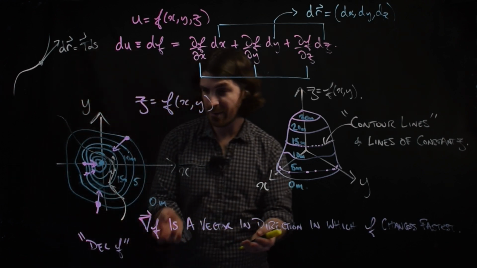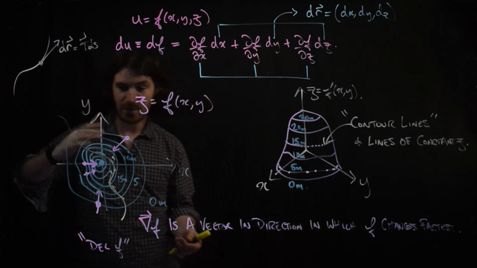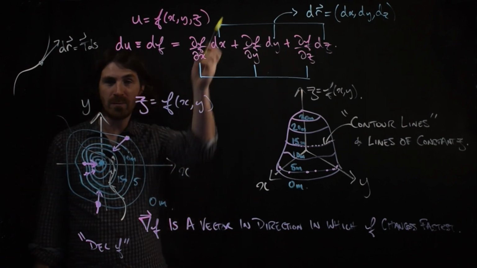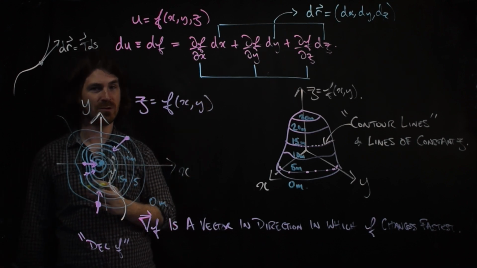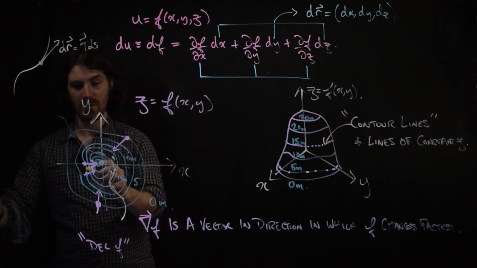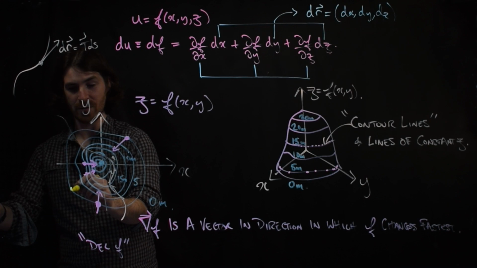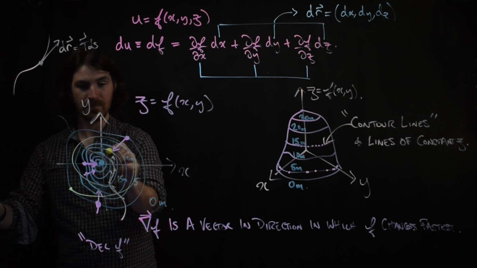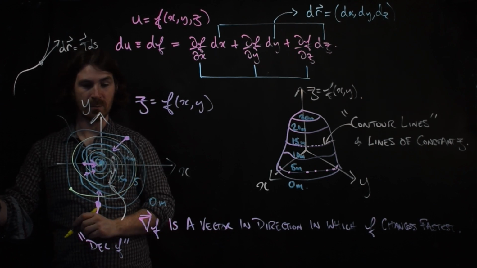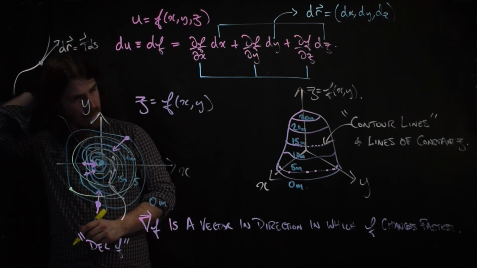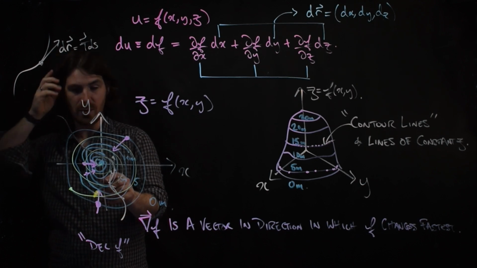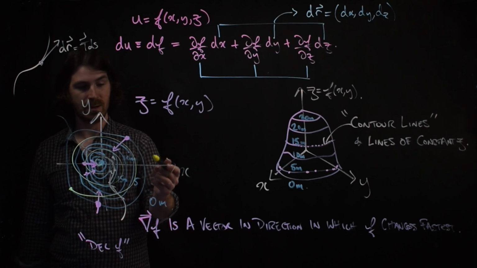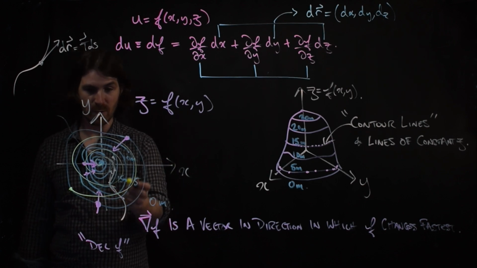So the gradient of f is the direction in which the function changes fastest. But maybe we don't want to go the steepest way up the mountain. Maybe we're lazy and we want to take a meandering path. So maybe we start off at the ground and we want to go this way around the mountain to the top. So we want to ask, what is the rate of change of the height of the mountain? What's the rate of change of f as we go around this curve?